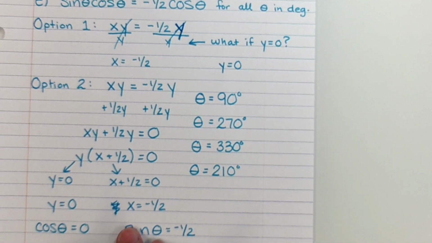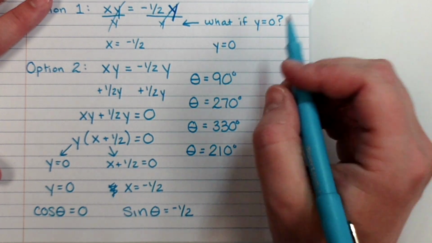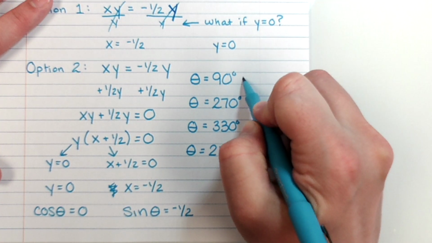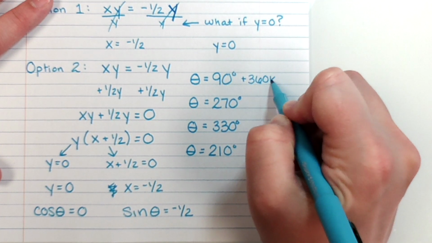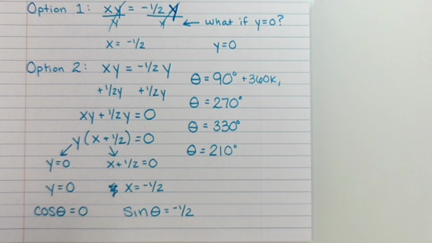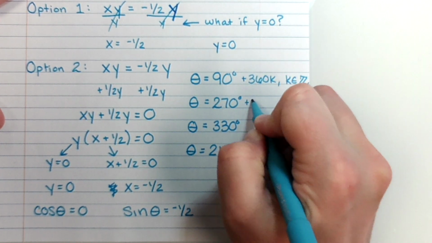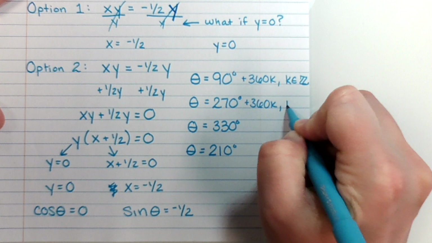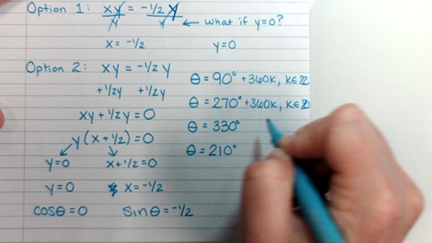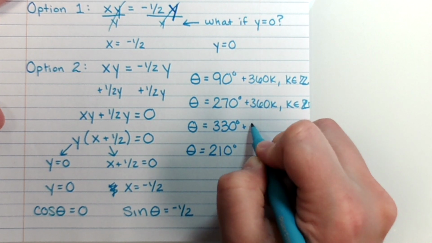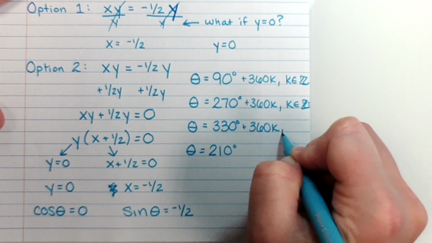So what do I do to get my final answer? Plus 360k, where k is an integer, to all of them. In all actuality, these first two could have been simplified down to 90 plus 180k, but you don't have to do that.